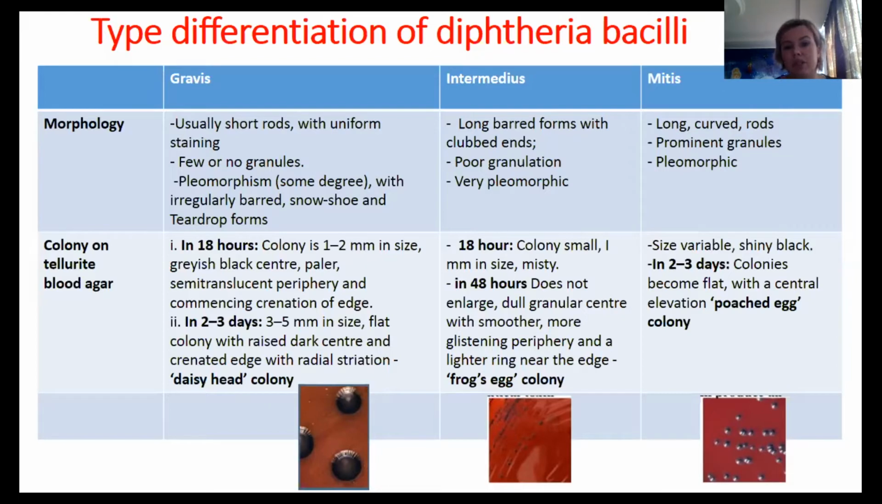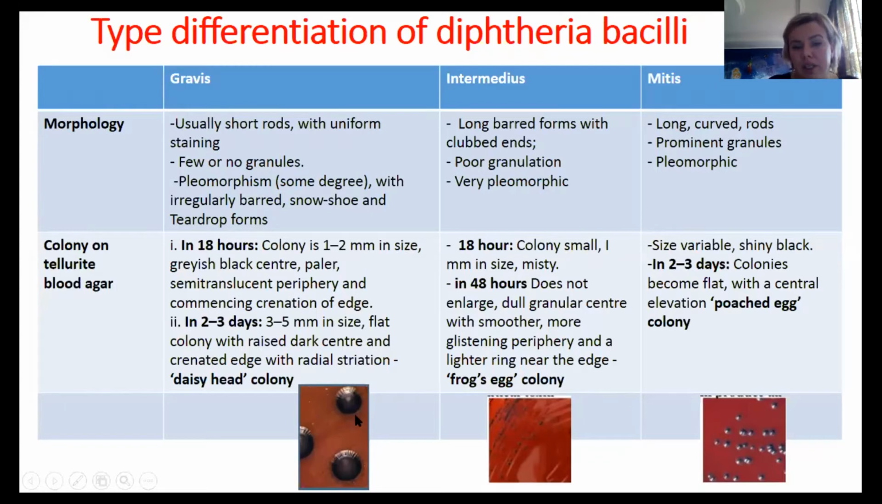Intermedius colonies after 18 hours of incubation are small, 1 millimeter, inside and misty. After 2 days of incubation, we can describe them like frog eggs colonies. Mitis has variable size, shiny black, and after 2 or 3 days the colonies become flat with center elevation, and look like poached eggs colonies.